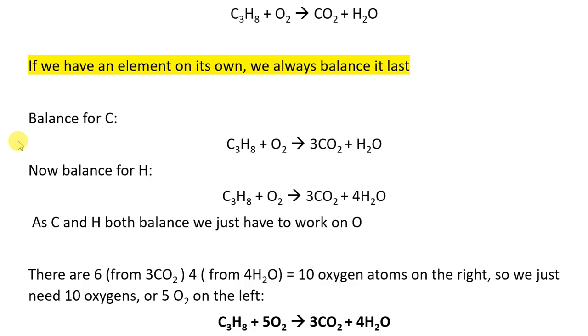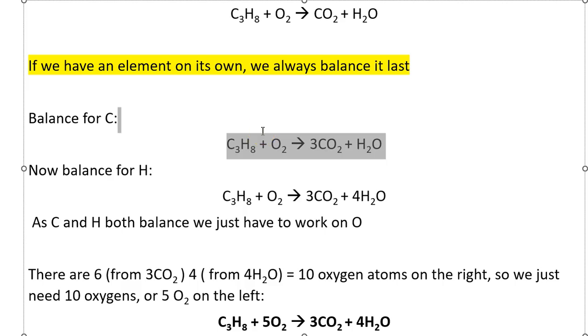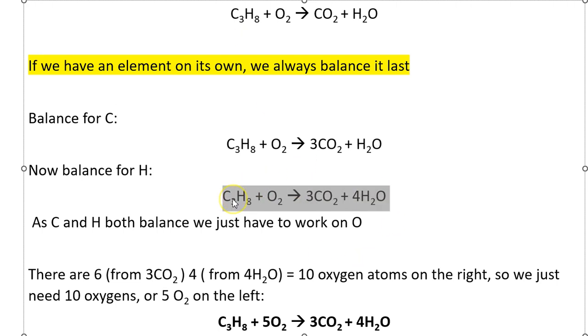Balance for C. C3H8 means I need 3 carbons on the right, which means 3 CO2. Right, we started. H8 means 8 H on the left. I need 8 on the right. 4H2O. My number of C and H now balance. C3H8, 3 carbons, 8 hydrogens. But that's okay. 4H2O is 8 hydrogens. I've only got oxygen to think about now, only got O to worry about.